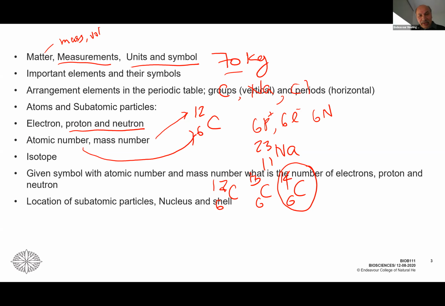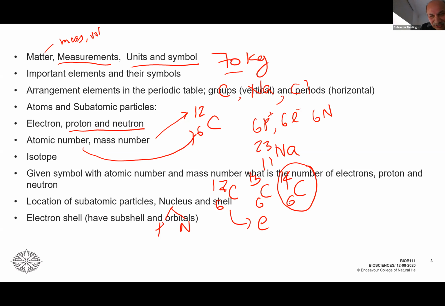Location of subatomic particles: the nucleus and the shell. In the nucleus, what do we have? Protons and neutrons. And in the shell, we have the electrons. Electrons have shells. Remember, shells have subshells. Subshells have orbitals. We haven't gone into that much detail, so don't worry too much. Each shell can accommodate only a fixed number of electrons. You can't push too many electrons into a shell.